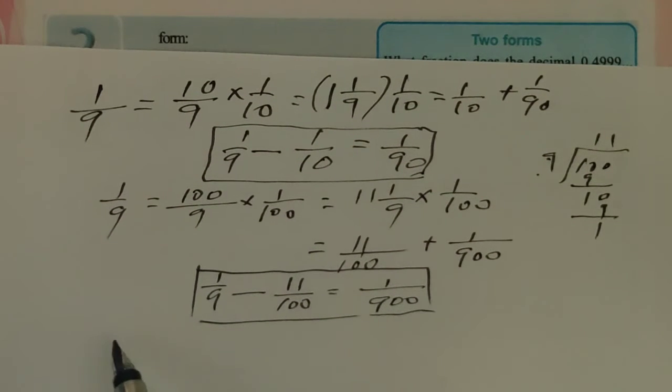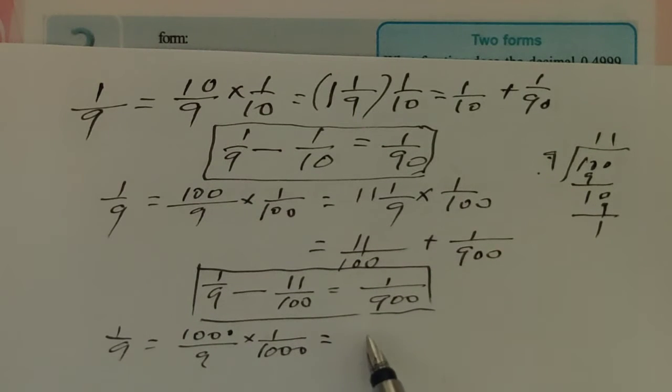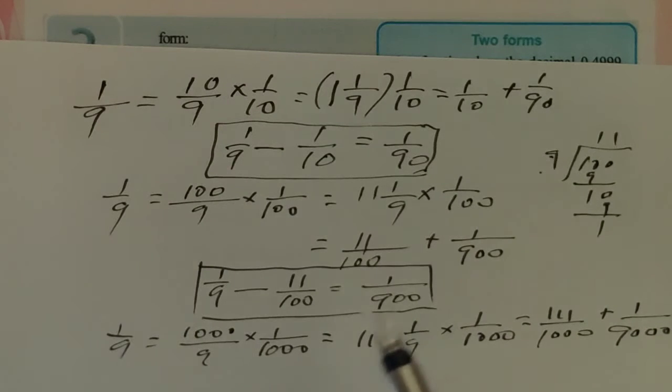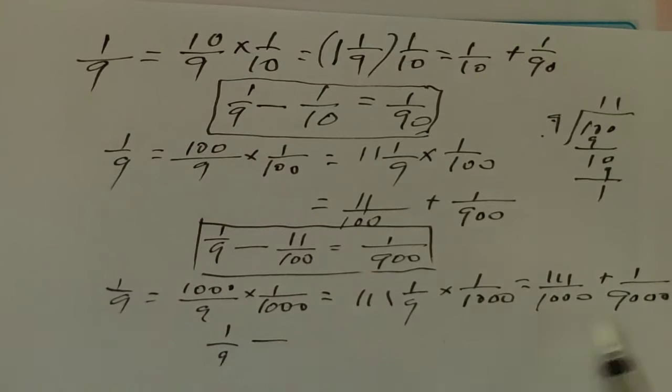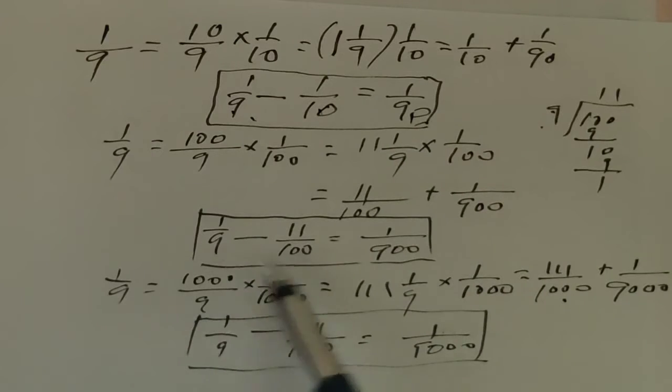And next, the equation: 1 by 9 is equal to 1000 by 9 into 1 by 1000. And that is why we get 111 and 1 by 9 into 1 by 1000. That is equal to 111 by 1000 plus 1 by 9 into 1 by 1000, which is 1 by 9000. And here also the difference, 1 by 9 minus 111 by 1000, is equal to 1 by 9000.